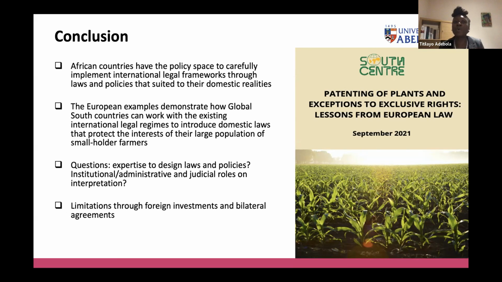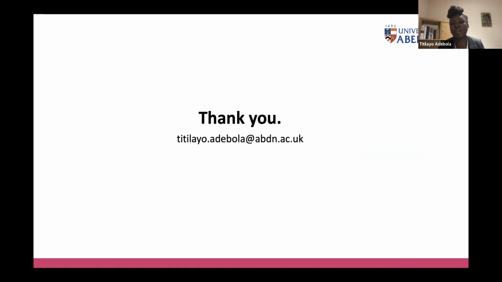Some of the questions moving forward will be whether there is expertise to design such exceptions on the continent, and then how would the institutions and the judiciary work with implementing or introducing their own jurisprudence that helps us understand the implementation of these laws. And then we also know that even though some African countries would be interested in working within or expanding the apertures and boundaries of these laws, there are some limitations through foreign investments and bilateral agreements. So that would call for some conversations. Thank you, and I look forward to questions and discussing this further.